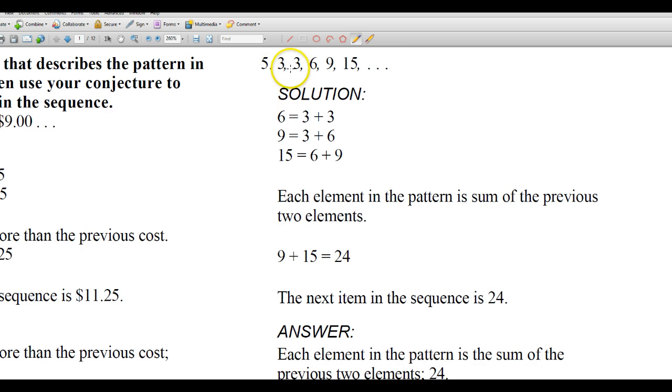For number 5, we have 3, 3, 6, 9, 15, and if we add the first two terms, we get 6. If we add the next two terms, we get 9. 6 and 9 gives us 15. So our conjecture would be each element in the pattern is the sum of the previous two elements. And the next term, we would have to add these two numbers together. So we would get 24.